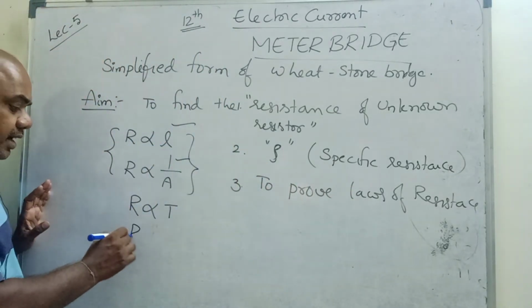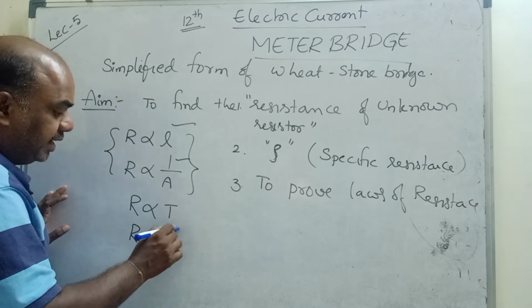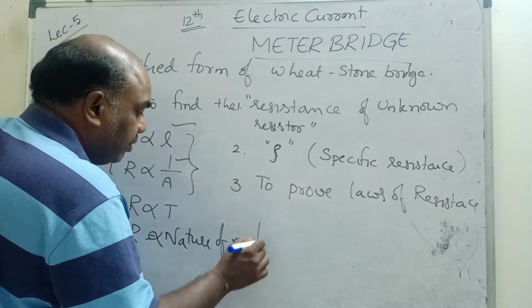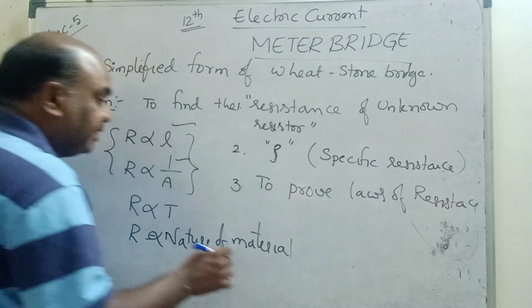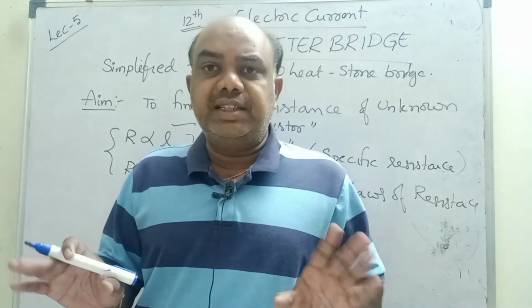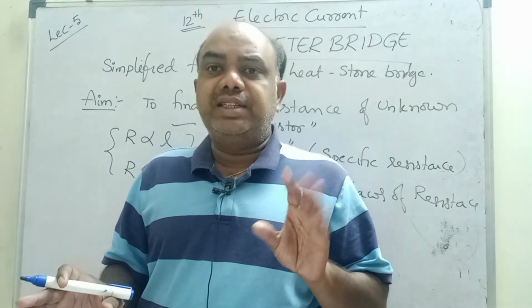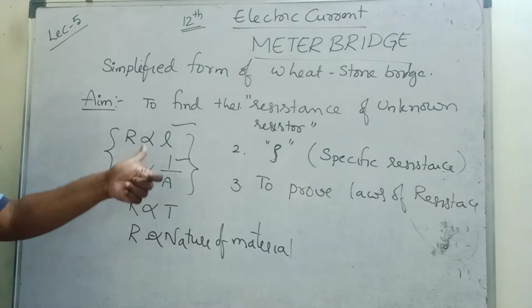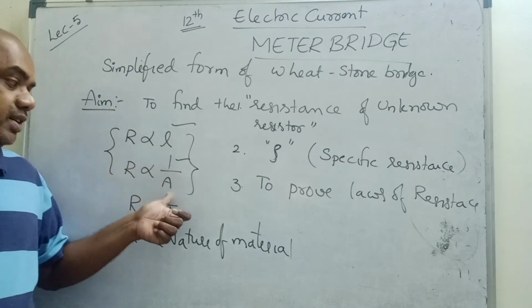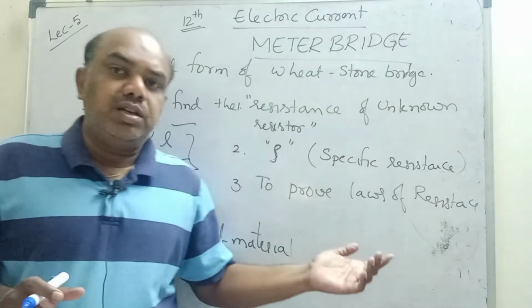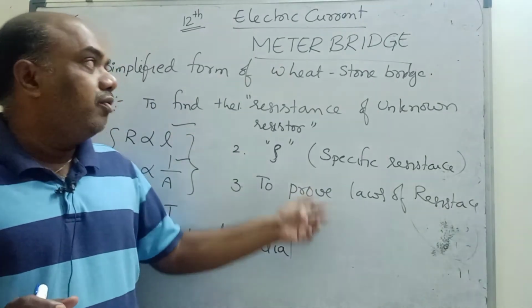And also you can say resistance depends on the nature of the material. Every material has its own resistance: copper resistance is different, iron resistance is different, gold wire resistance is different. Every metal has its own resistance. So resistance depends on the nature of the material, resistance depends on temperature, resistance is directly proportional to length, and inversely proportional to area of cross section. These four are called laws of resistance. All these four laws can be proved with the help of a meter bridge.